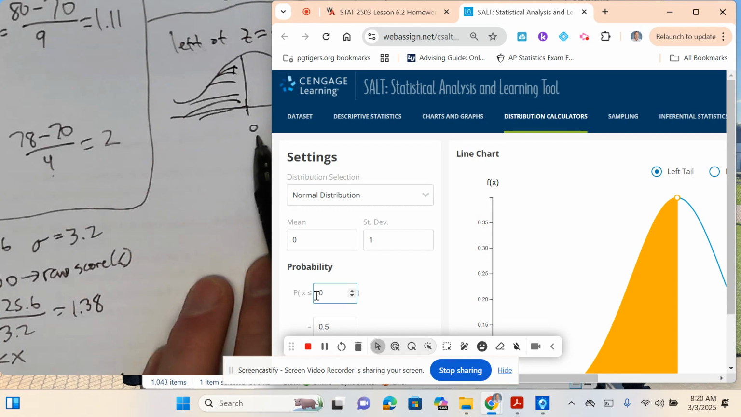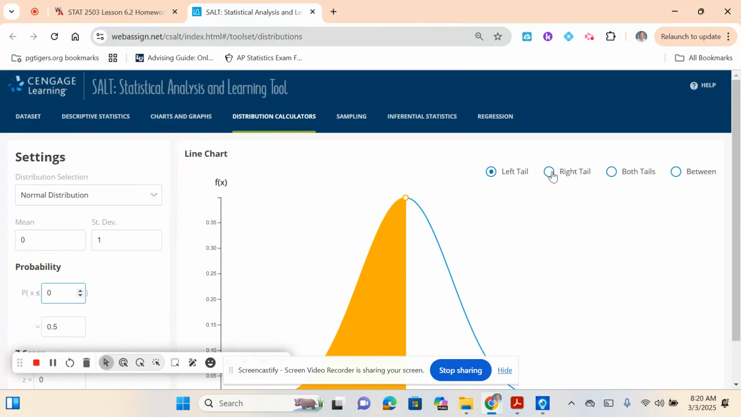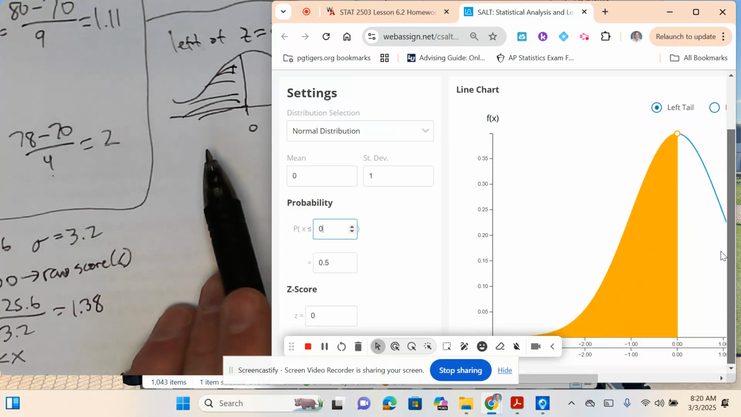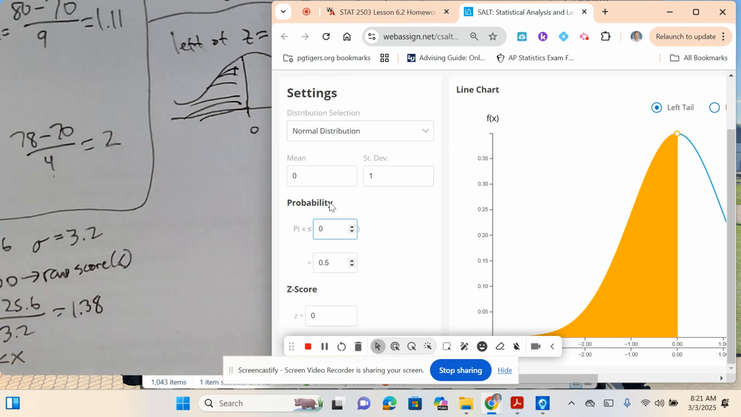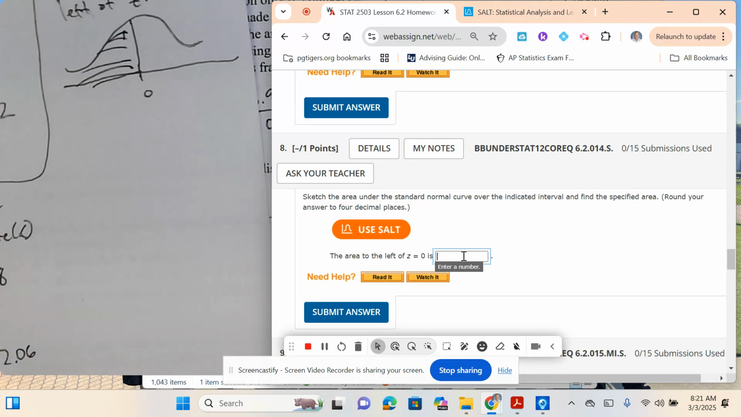Now, if I'm looking left of 0, am I talking about left tail or right tail, or in between? If I'm left of 0, I'm talking about left tail. So left tail, and the answer is 0.5. It's my probability. So 0.5 goes back. I'll go back to there. It's 0.5.